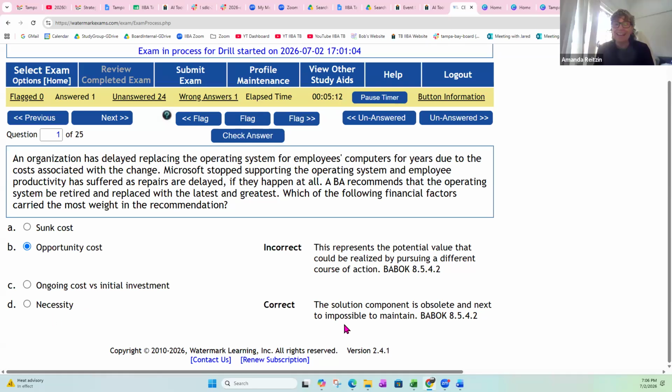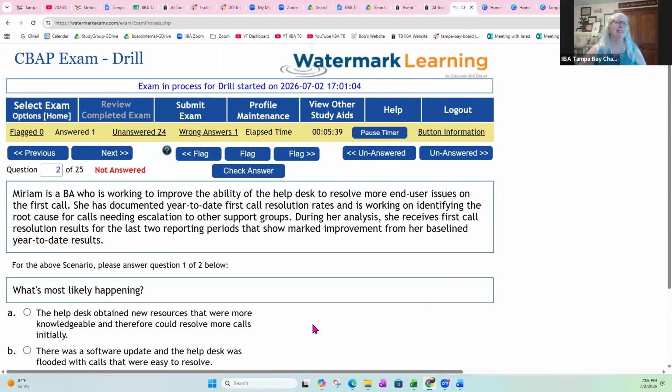The solution component is obsolete and next to impossible to maintain, so they have a necessity to get it updated. Opportunity cost is not correct because it represents potential value that could be realized by pursuing a different course of action. They're not talking about a different course of action. They're talking about just one. Got it. Well done, Jesse. Good job. Look at you out of the gate.